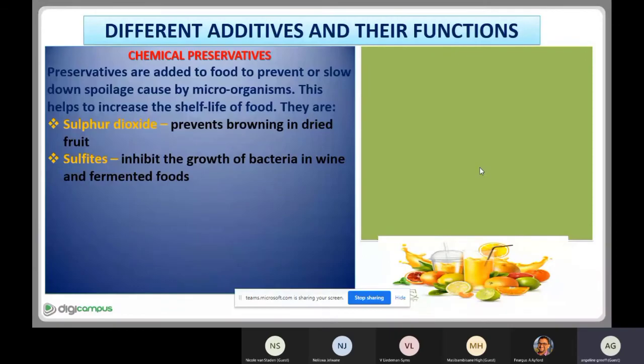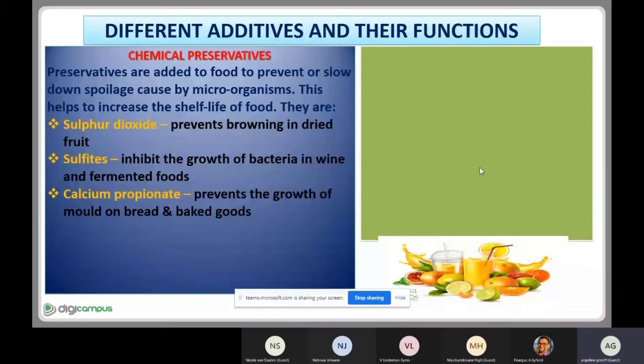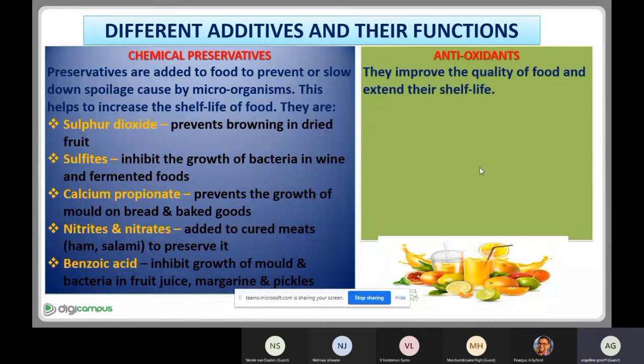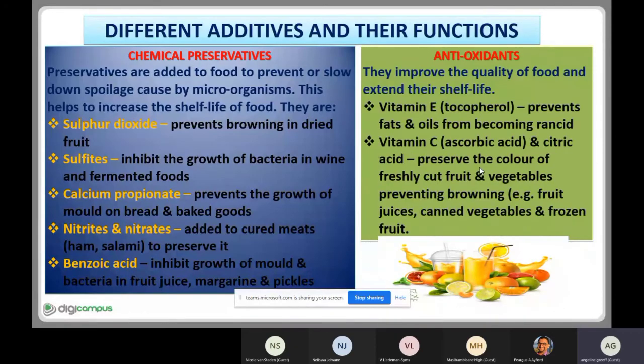Sulfur dioxide prevents browning in dry foods. We get sulfites, we get calcium propionate, which prevents the growth of mold on bread and baked goods. And then, of course, nitrites and nitrates are added to cured meats to preserve them. Benzoic acid. Okay, so all of these. Then antioxidants improve the quality of food and extend their shelf life.